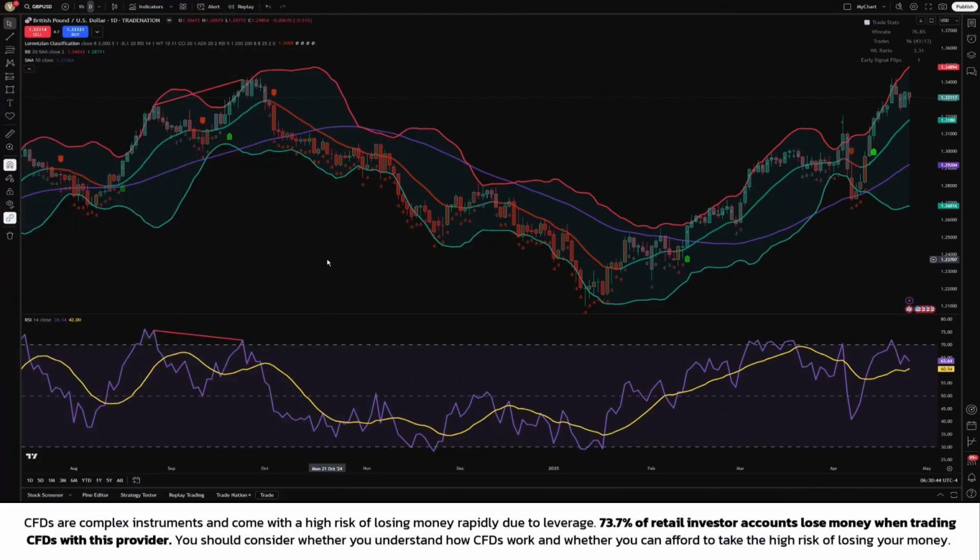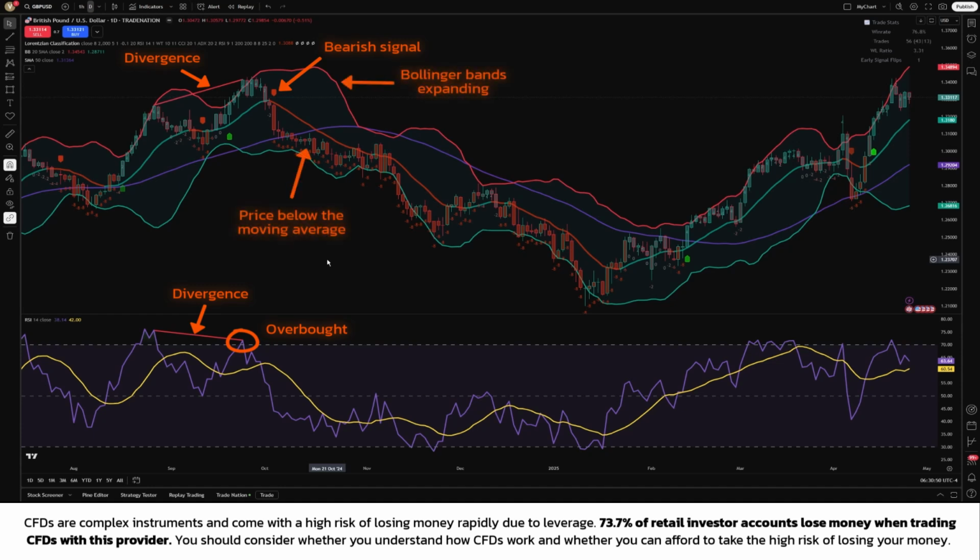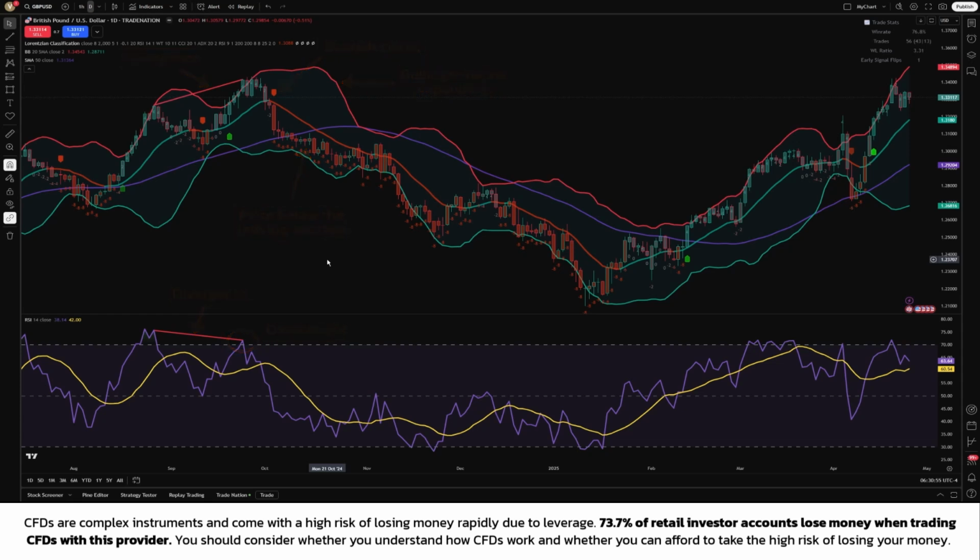Despite its strengths, the machine learning Lorentzian classification has limitations. Its performance heavily depends on the availability and quality of historical data. In markets lacking sufficient data or experiencing erratic volatility, the indicator might generate less reliable or delayed signals. Therefore, traders should remain cautious and integrate additional analytical methods or market context to ensure robust decision-making.